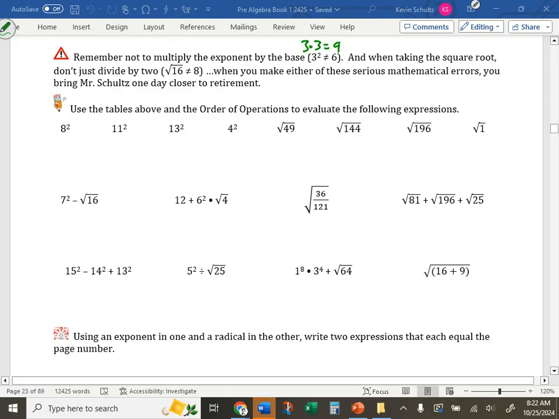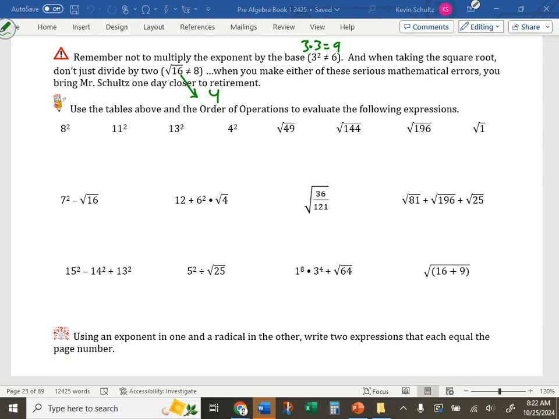The other one that comes up a lot is folks want to just take a root and they think it means divide by 2. Okay, it doesn't. It means what times itself is the number under the root. So root 16 is not 8. The root of 16 would equal 4 because 4 times 4 is not what plus itself, it's what times itself. So just watch out for those little errors there.